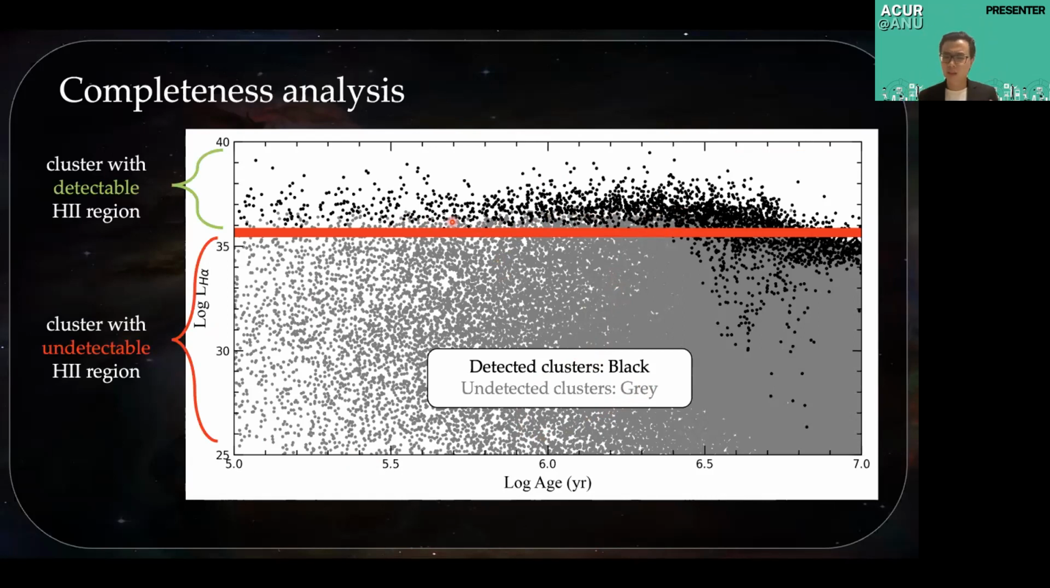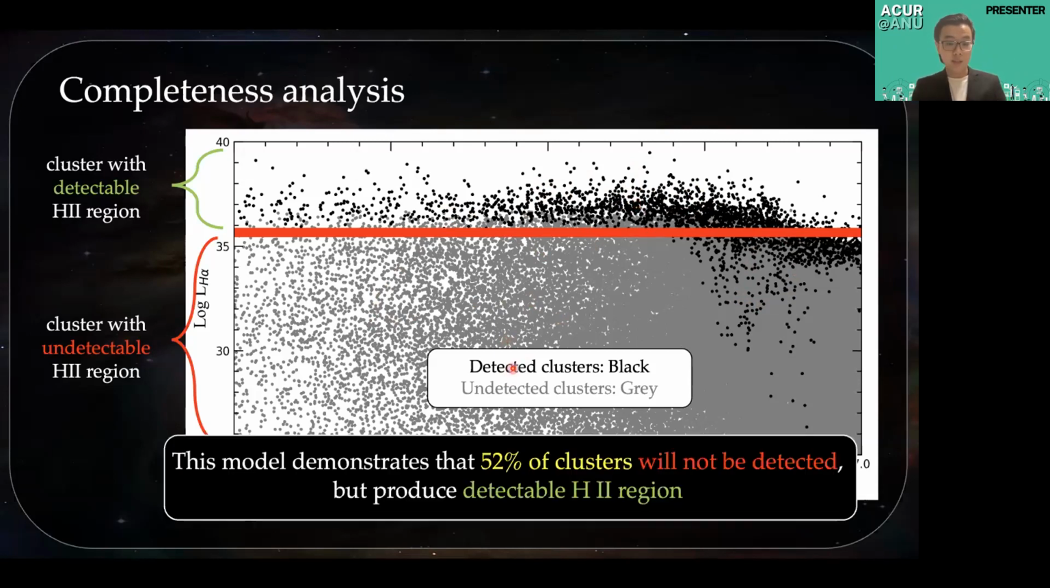Now it sounds really surprising and interesting at first, but ultimately we realized that that is actually just because of a difference in the sensitivity of our instrument. So the cluster instrument couldn't pick up most of them, but then the H2 region instrument can detect these regions. And so with our simulation of 100,000 star clusters, we find that 52% of these clusters will not be detected, but can produce a detectable H2 region. So this is how we explain what's happening in the combined catalog. And it's awesome because the physics is not broken. Everything we know is still fine. It's just that there's a gap in the sensitivity of the instruments.